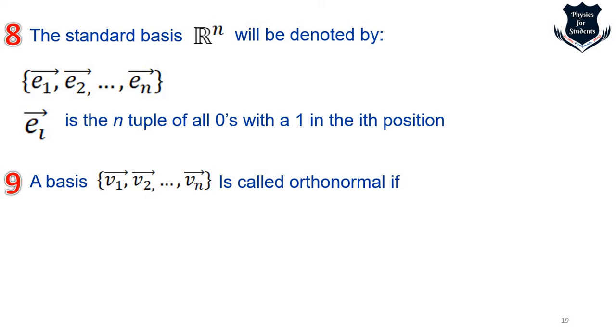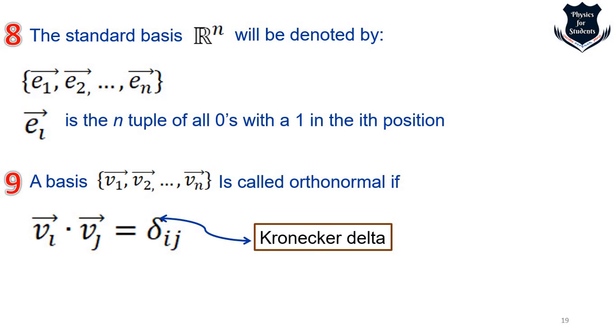On coming to the ninth point, which is a basis v1, v2, it is called orthonormal if this holds, and you can see that this curly one we call a Kronecker delta, which is quite common in relativity and other areas.